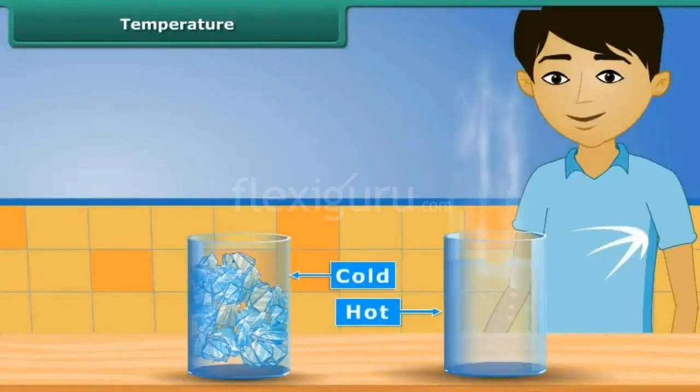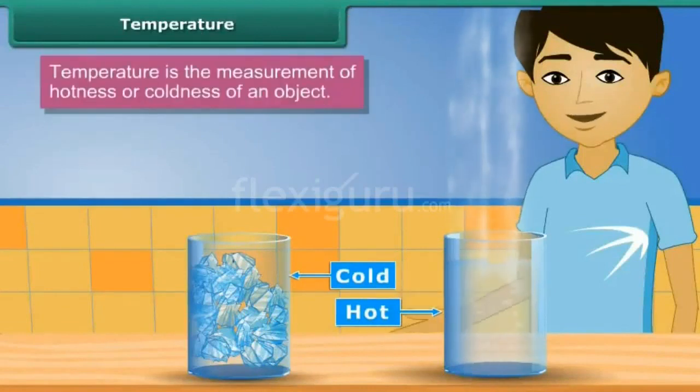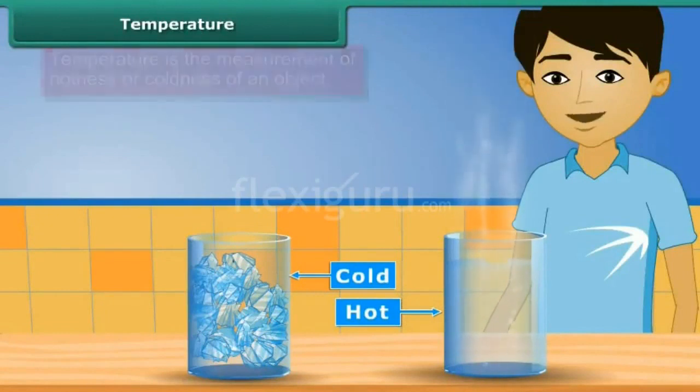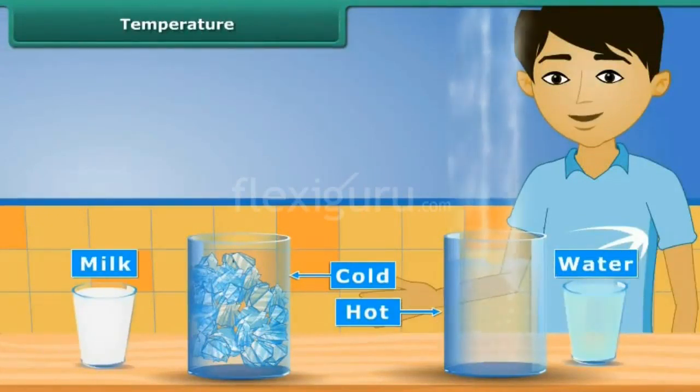Now we will learn the concept of temperature. Temperature is the measurement of hotness or coldness of an object. We say that water from the fridge is cold and milk is hot. How much cold is water? Is it cooler than ice? How much hot is milk? Is it hotter than boiling water? Obviously, for this we need a measure to know about coldness and hotness of a body.